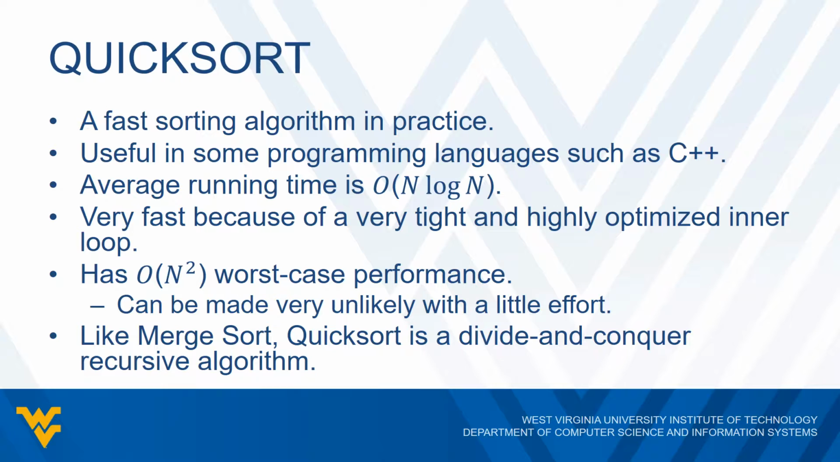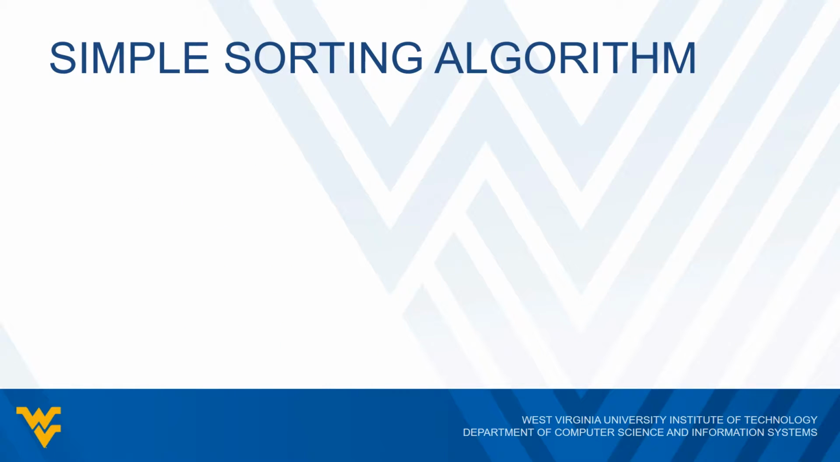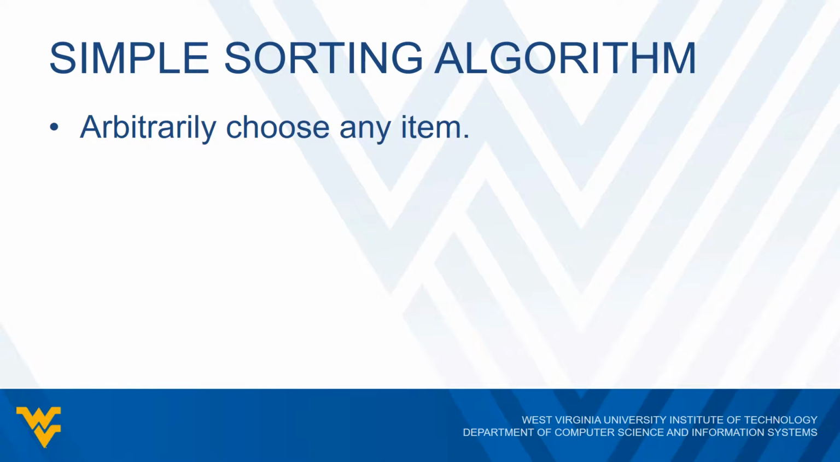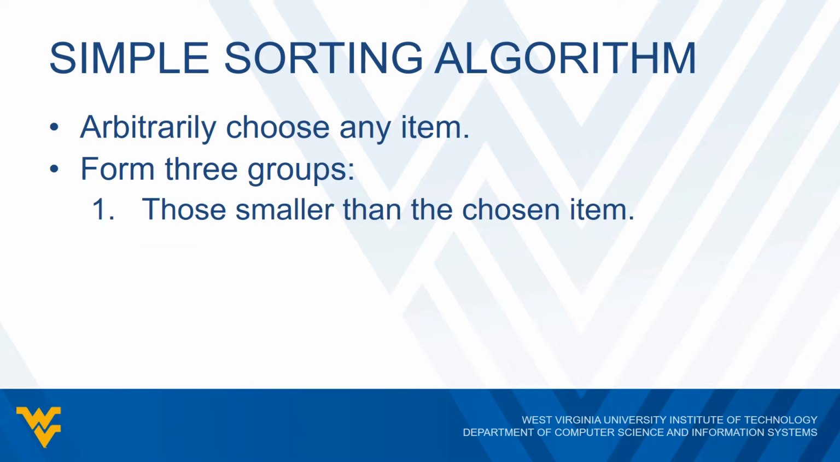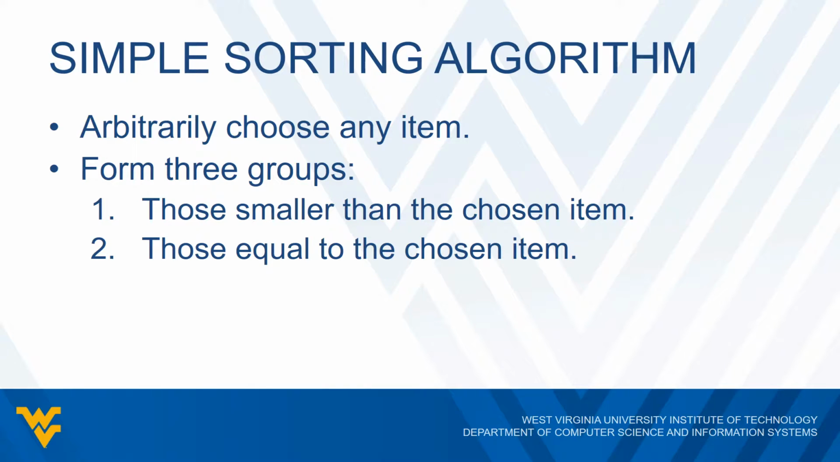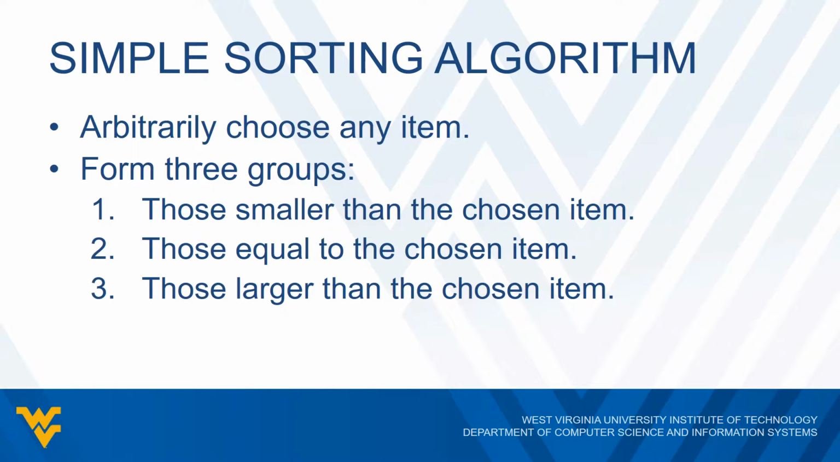So we will be using recursion, we will be splitting up the array into smaller parts in order to solve the problem. We'll start by going over a simple sorting algorithm. So we're going to just arbitrarily choose any item in our array, and then we're going to form three different groups. One group is going to contain all the elements that are smaller than our chosen item. We'll have another group of all of the elements that are equal to the chosen item, and then our third group will be all the elements that are larger than the chosen item.